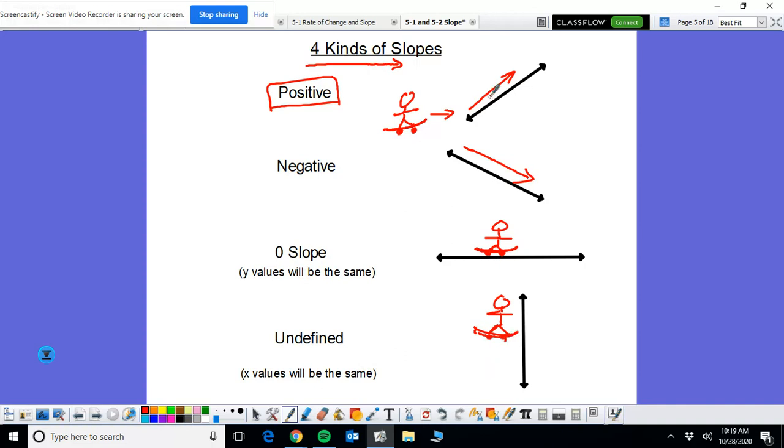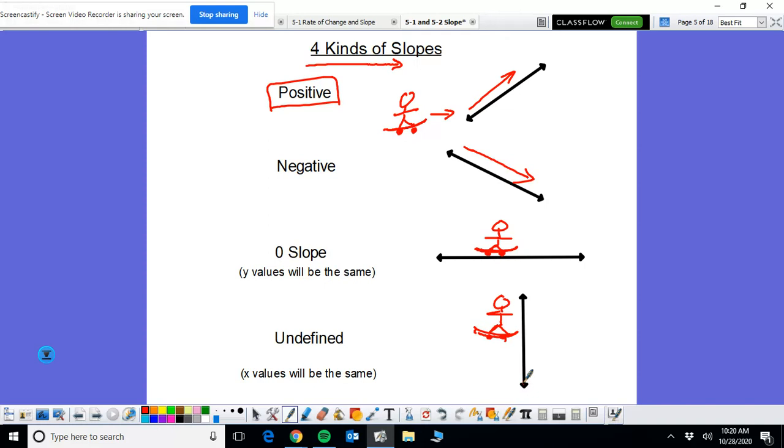So positive, negative, 0. This is how we say it. We don't say no slope. We say zero slope. There's zero steepness. This has basically something that we don't have a definition for, too much steepness of some way, but it's a very tricky thing in math to explain. So we're just going to say undefined.